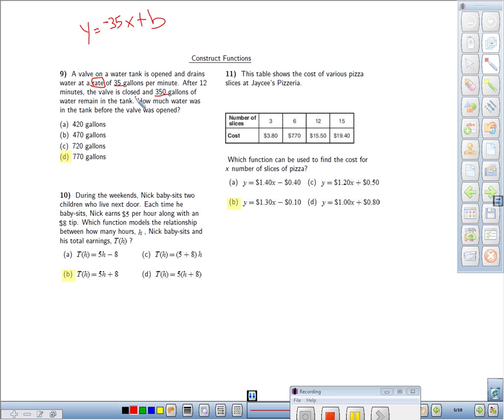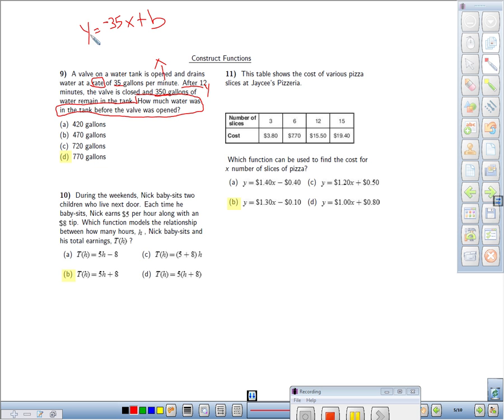Well, problem is, our question is, how much water was in the tank? In other words, what was your starting point, your slope? Or excuse me, not your slope, but your intercept. Well, we're not told that. So let's try and figure that out. Well, remember, we said that after 12 minutes, the valve is closed and this much remains. So we could say that y represents our number of gallons, x represents our number of minutes. So let's use our information and plug it in.